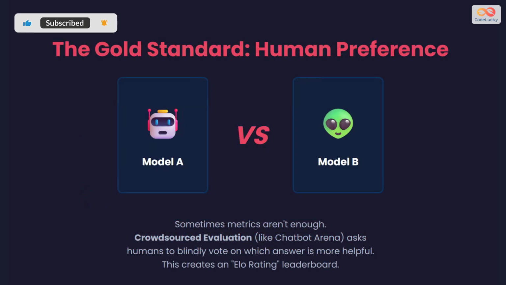Because automated tests can be flawed, the gold standard remains human evaluation. Platforms like the Chatbot Arena show two anonymous models to a human user and ask them to vote on which answer is better. This crowdsourced voting system creates a leaderboard based on actual human preference rather than just static test scores.